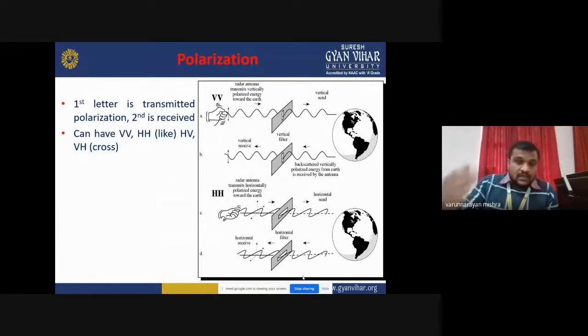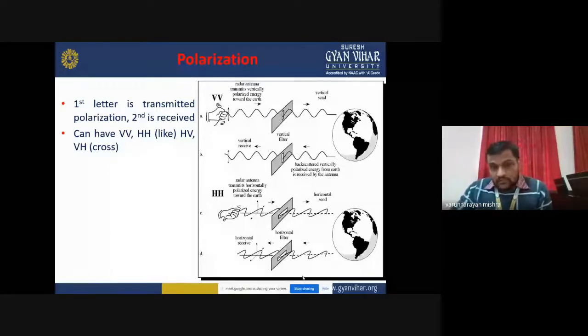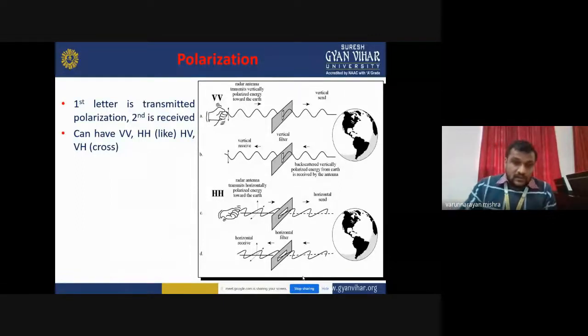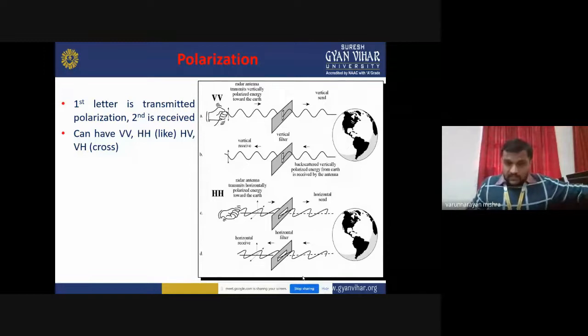Whatever the signal we transmit from the radar system, whether it is in the vertical direction or horizontal direction, depending on its interaction with the target on the earth surface, we receive the vertical and horizontal direction of the signal. So VV means vertical transmit, vertical receive. HH means horizontal transmit and horizontal receive, and HV and VH are the cross polarized, meaning we transmit the signal in the vertical direction and we receive the signal in the horizontal direction.